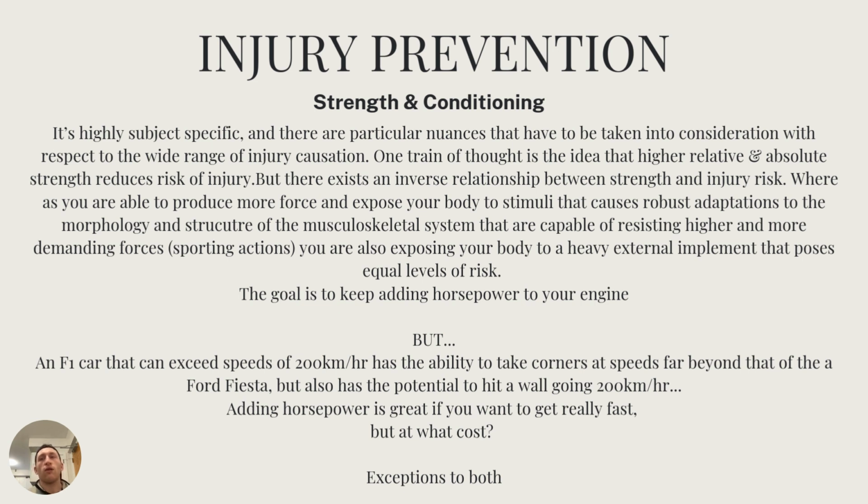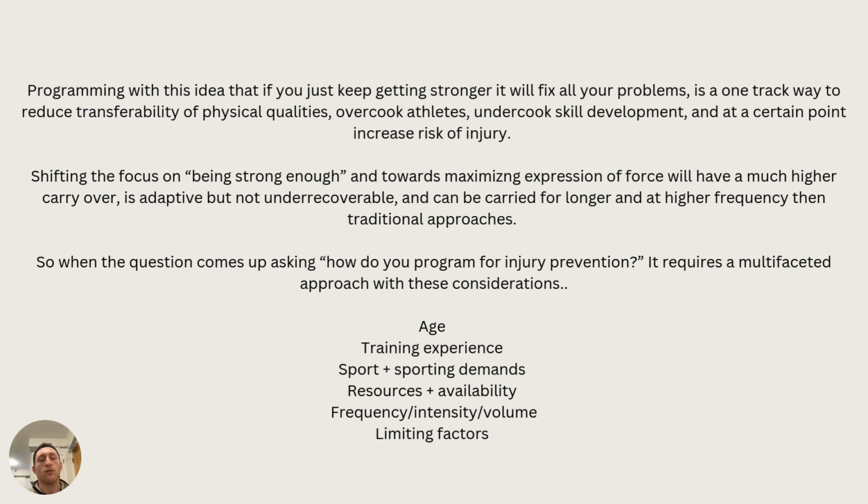All right, so we have to think in the context of, do we need to go 200, 300 kilometers an hour around a corner? Or do we just need to upgrade our Ford Fiesta a little bit more? So maybe it's a fast Civic, or it's a Volkswagen Golf. Okay, it can still go pretty quick. It can take corners really well. It's robust and it's good on gas, but it doesn't go so fast that it's going to crash into the wall at 400 kilometers an hour. Right? Always exceptions to everything. So programming with this idea that if you just keep getting stronger, it will fix all your problems is a one track way to reduce transferability of physical qualities.